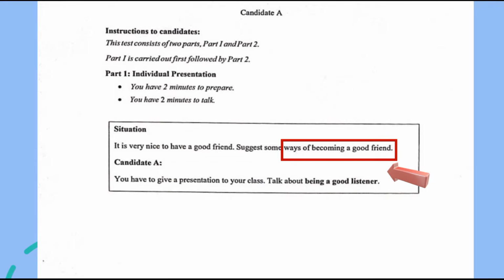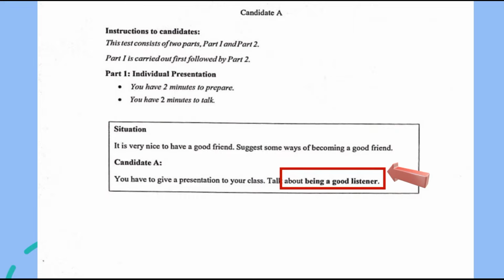And we know now that the task for you, if you are candidate A, is for you to talk about being a good listener. And this here is the key phrase for the task. A good listener is a person who is ready to listen to another person and give support when the other person is facing some sort of difficulty.